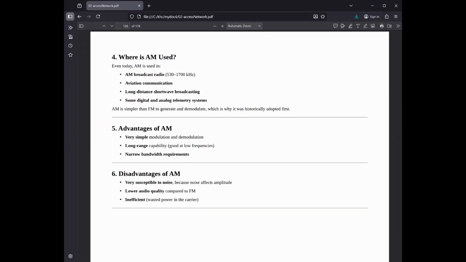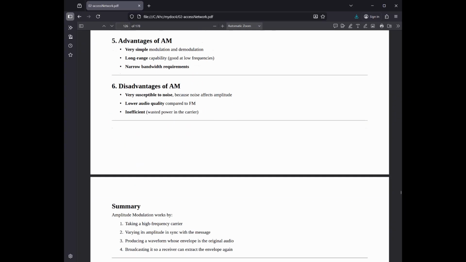Pros and cons of AM. Advantage, range: AM signals, especially in the medium wave band, can travel hundreds of miles by bouncing off the Earth's ionosphere. Advantage, simplicity: receivers, radios, are incredibly cheap and easy to build. You only need a diode and a capacitor to detect the signal. Disadvantage, noise: lightning, power lines, and engines create electrical sparks that change signal amplitude. AM radios interpret this as static. Disadvantage, efficiency: most of the power is wasted in the carrier wave itself, which contains no actual information.